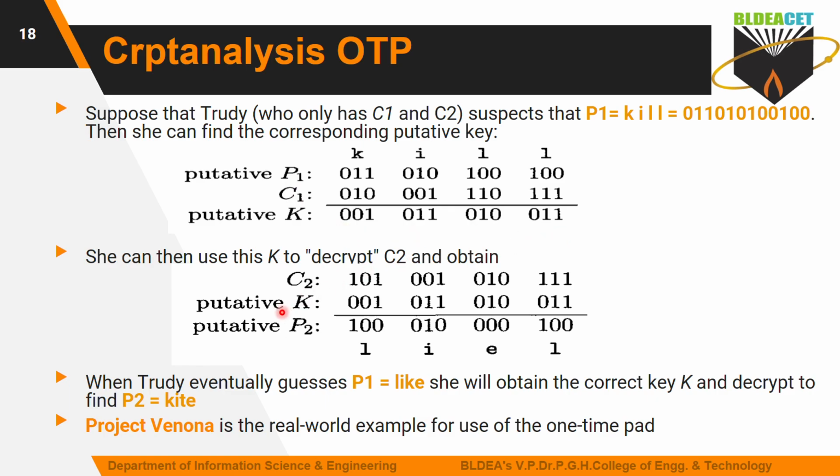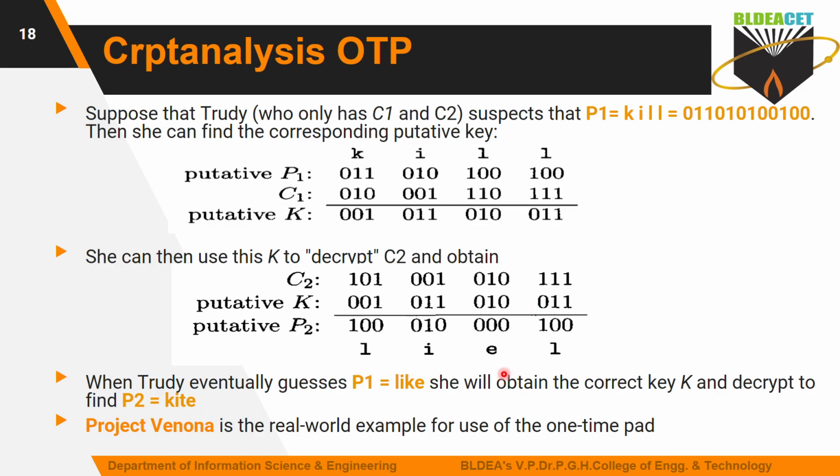With the help of this key, she will decrypt the second ciphertext, because Trudy knows both ciphertexts, C1 and C2. When she decrypts with this generated key, she gets this as plain text 2, but the actual plain text is different. This is not the same, but it is a little bit near to the plain text. In this way, Trudy eventually guesses the plain text P1, obtains the correct key, and then decrypts to find P2, kite.